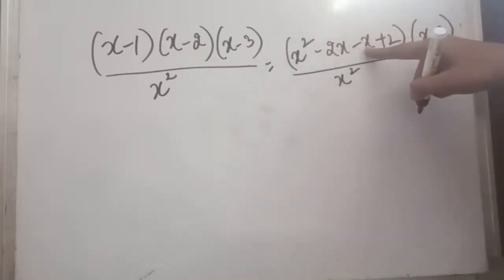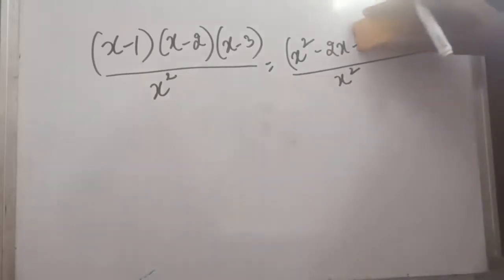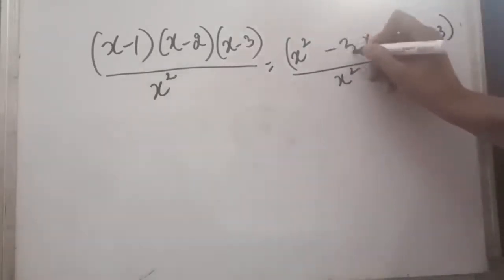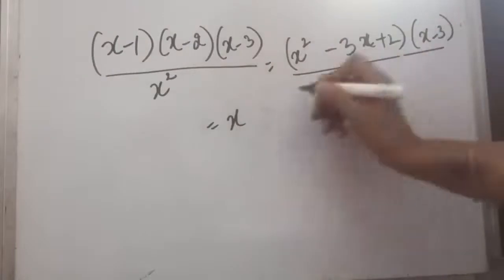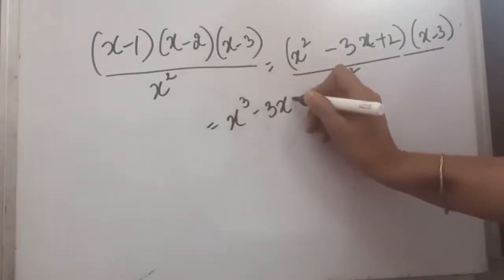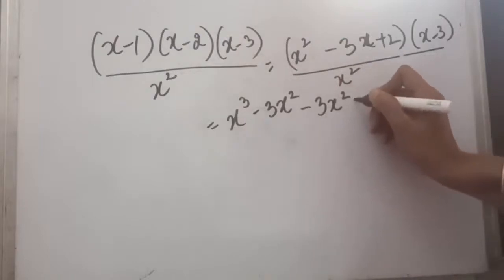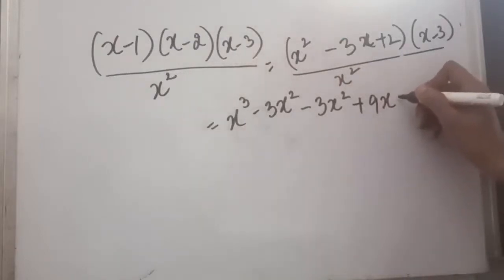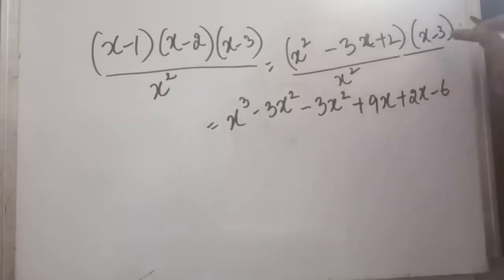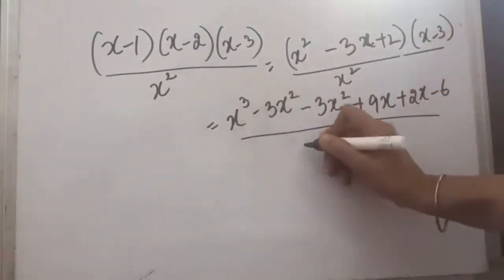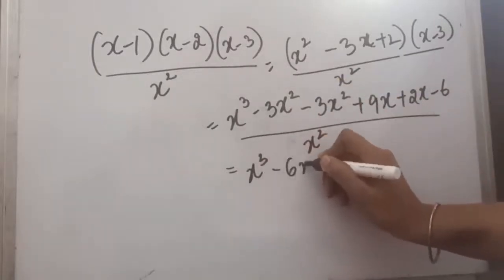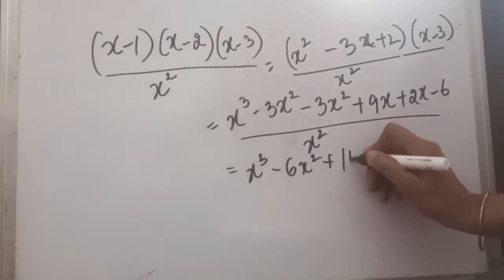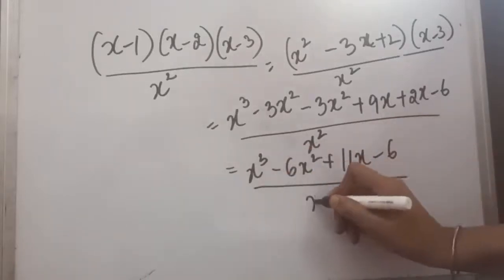Minus 2x minus x, it will be minus 3x. So I am directly writing here minus 3x. So now we can open the second bracket as well. It will be x cube minus 3x square minus 3x square plus 9x plus 2x and minus 6. These two elements have been multiplied by the entire this thing divided by x square. Now how much we can solve this? It will be x cube. These are same, so minus 6x square plus 11x minus 6 divided by x square.